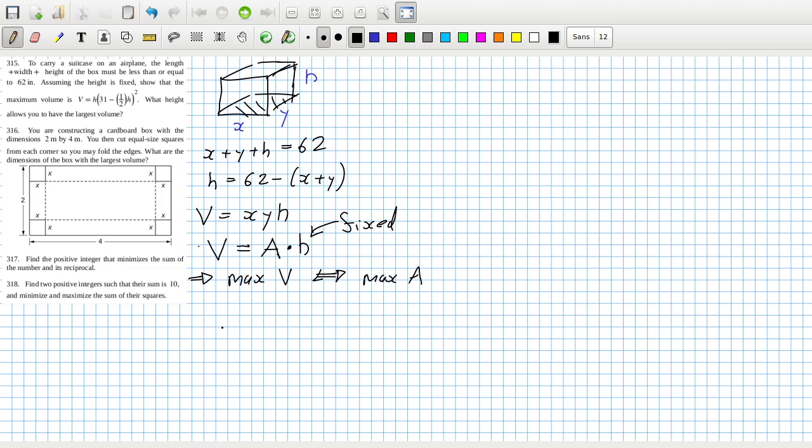So that means maximum area has to be a square, because we can say area equals X, Y. And then X plus Y has to equal 62 minus H. So I don't think that's helpful right now. I think it's more helpful to say X plus Y equals 62 minus H.